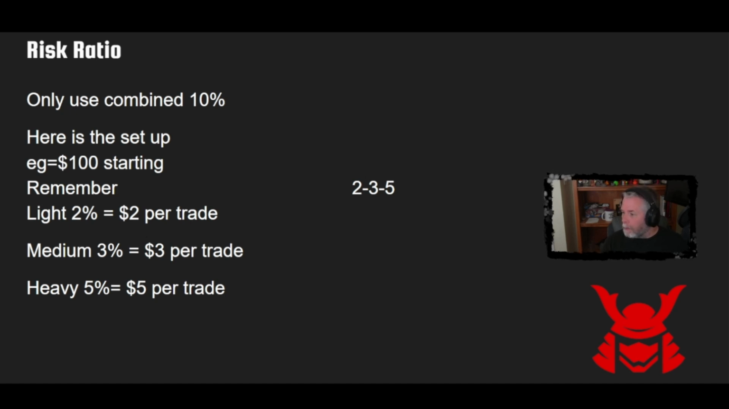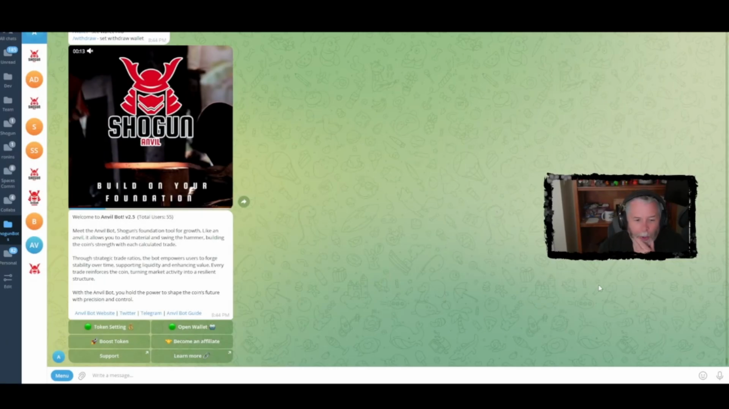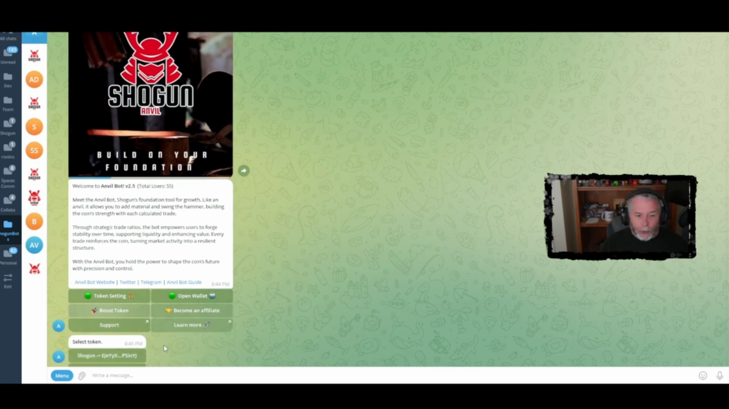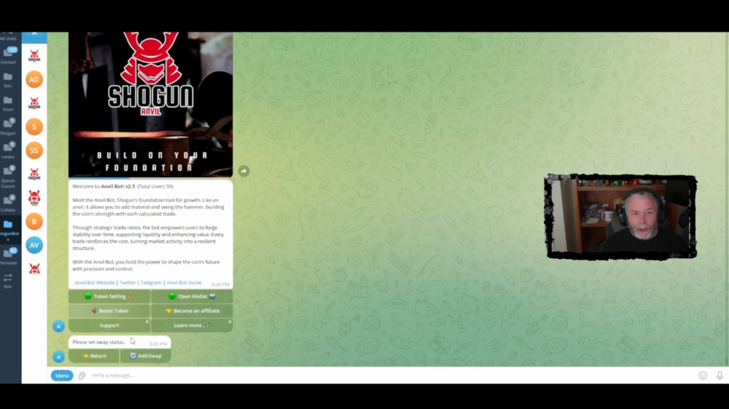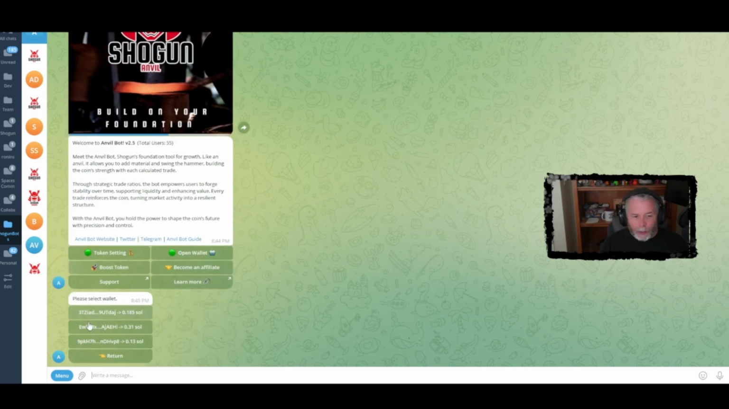Okay, so here we go. We're going to now get into doing the swaps and get these on. So what I'm going to do is go to boost token. I'm going to choose my Shogun because that's the one we're going to use it on. I'm going to say add swap. Now what happens is that it's going to give me 3 wallets. Remember, we set up the 3 wallets. We put a little money in each one. Okay.